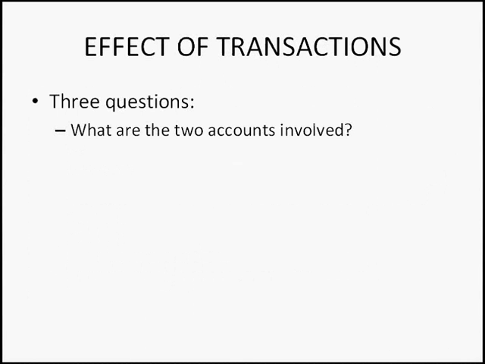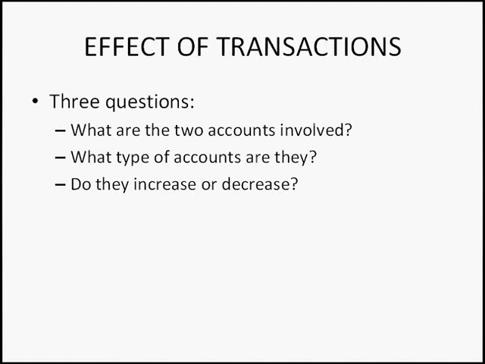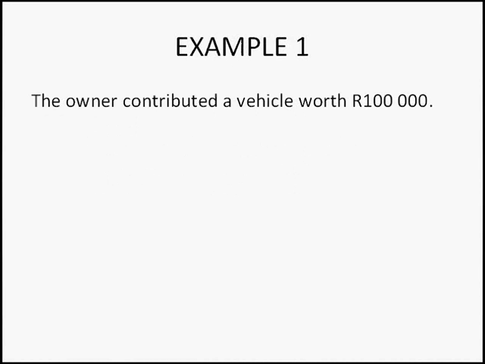The first question is, what are the 2 accounts involved? The second question is, what type of accounts are they? And the third question is, do they increase or do they decrease? I'm going to explain how to use these 3 questions by using some examples. Example 1. Let's assume our transaction is the following. The owner contributed a vehicle worth 100,000 rand.